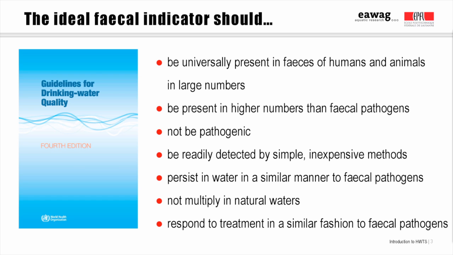Those numbers should be higher than the actual numbers of the pathogens of interest. And the indicator should not be harmful or pathogenic in itself. It should be something that's readily detected using simple, inexpensive methods. And it should also persist in the environment or water in a similar manner to fecal pathogens. You wouldn't want it to actually grow in natural waters because then you would get misrepresentation. And finally, if possible, the indicator should respond to treatment in a similar fashion to fecal pathogens.